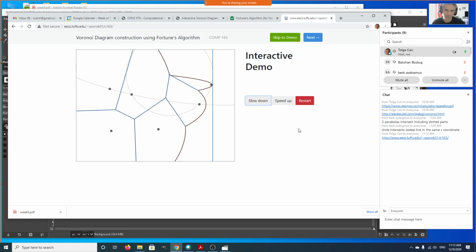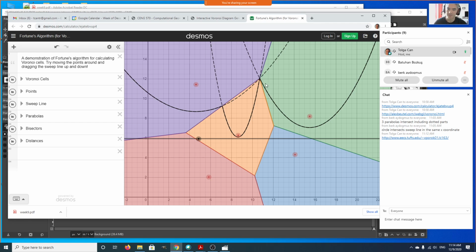But the purpose of circle events is to update the beach line, because at that point parabolas disappear, and we also update our Voronoi diagram at circle events because the vertex appears. All right, now I'm going to just stop this one. There's no stop button, so it will keep running, or I can just close it down.